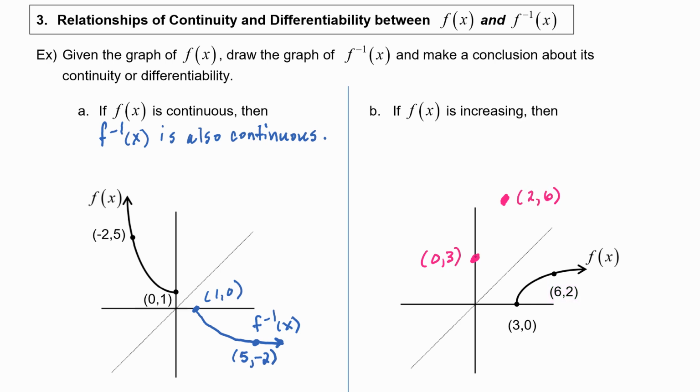So then the curve for f inverse will look like this. And we can see that if f of x is increasing, as this graph is, then we look at f inverse of x and see that it's also increasing.